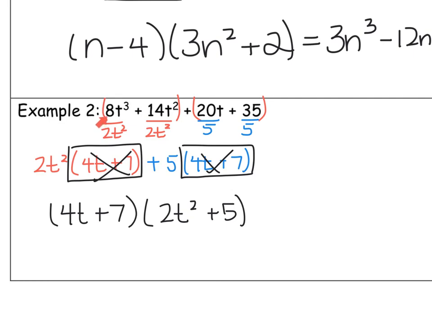So 8t cubed plus 14t squared plus 20t plus 35 completely factored is 4t plus 7 times 2t squared plus 5. Could you write it 2t squared plus 5 times the quantity 4t plus 7? Absolutely you could. Either way is fine.